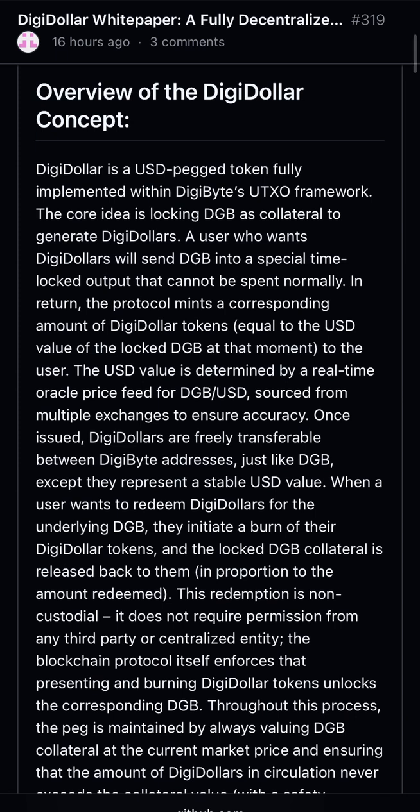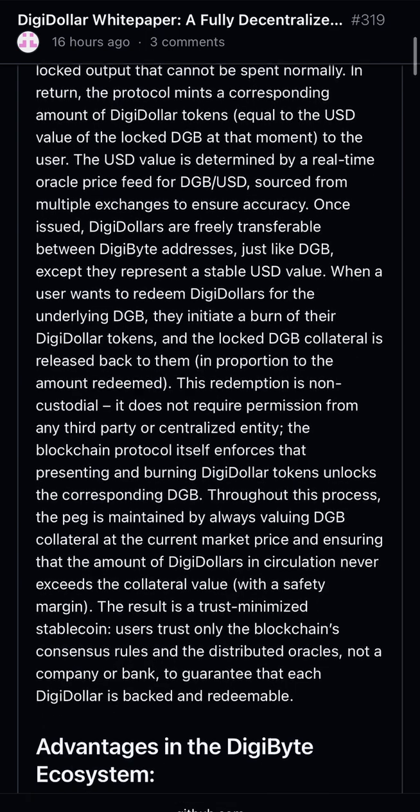Overview of the DigiDollar concept. DigiDollar is a USD-pegged token fully implemented within DigiByte's UTXO framework. The core idea is locking DGB as collateral to generate DigiDollars. A user who wants DigiDollars will send DGB into a special time-locked output that cannot be spent normally. In return, the protocol mints a corresponding amount of DigiDollar tokens, equal to the USD value of the locked DGB at that moment, to the user.